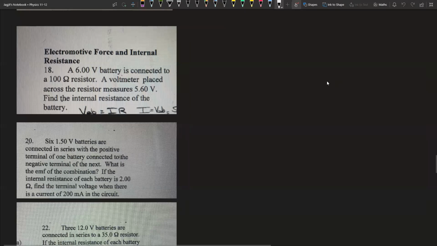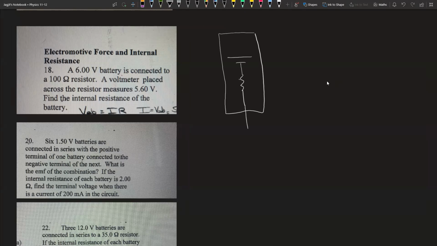Okay, guys, so now we're going to talk about terminal voltage. Usually what happens is you have a battery, and the battery has a little bit of internal resistance. It's super small, but there is a little bit of internal resistance.